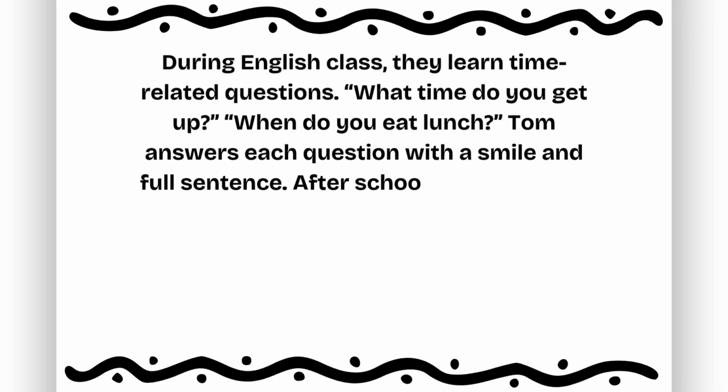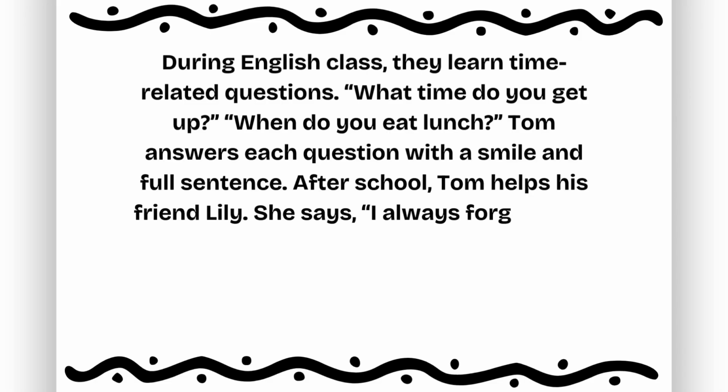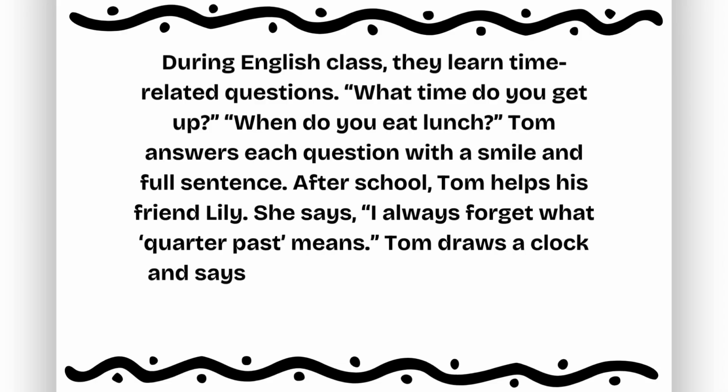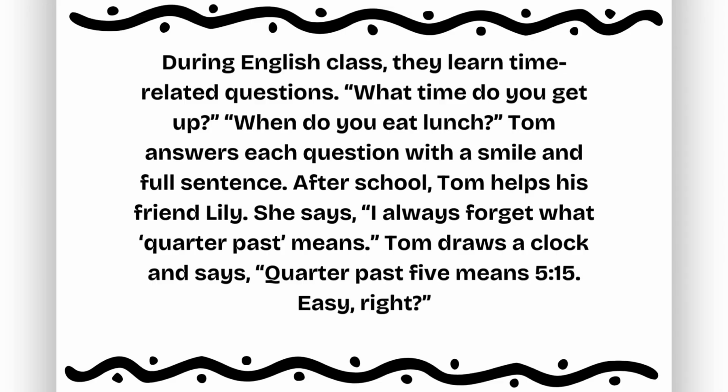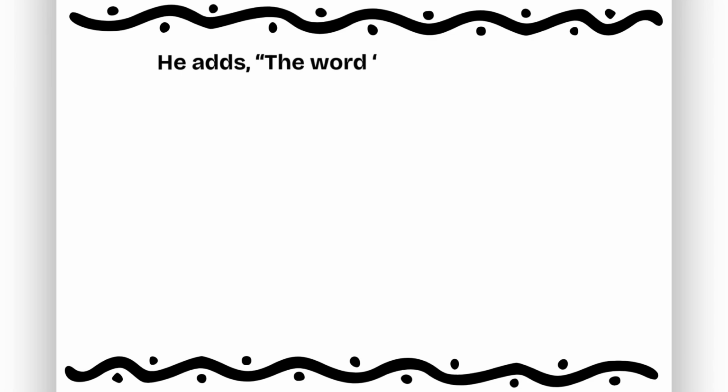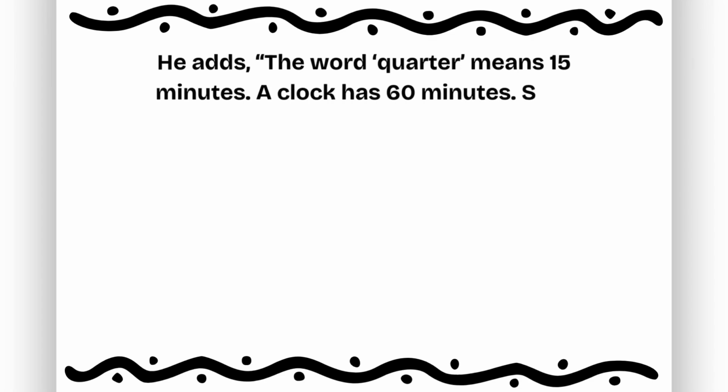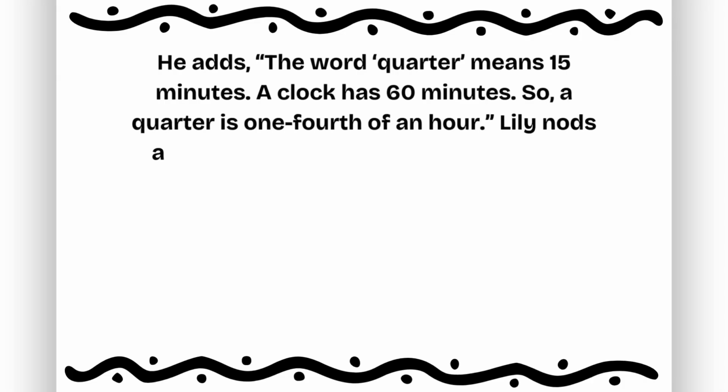After school, Tom helps his friend Lily. She says, "I always forget what quarter past means." Tom draws a clock and says, "Quarter past 5 means 5:15. Easy, right?" He adds, "The word quarter means 15 minutes. A clock has 60 minutes. So, a quarter is a quarter of an hour." Lily nods and says, "Thank you."